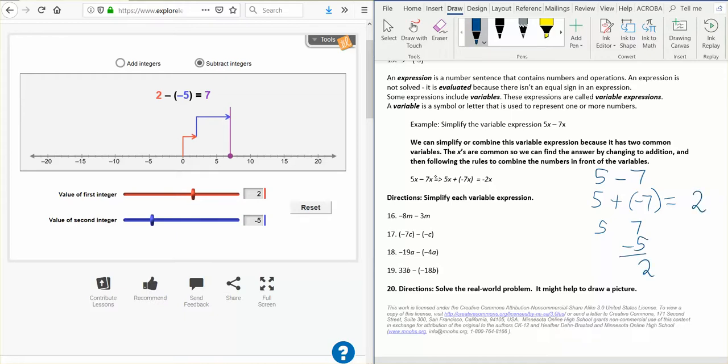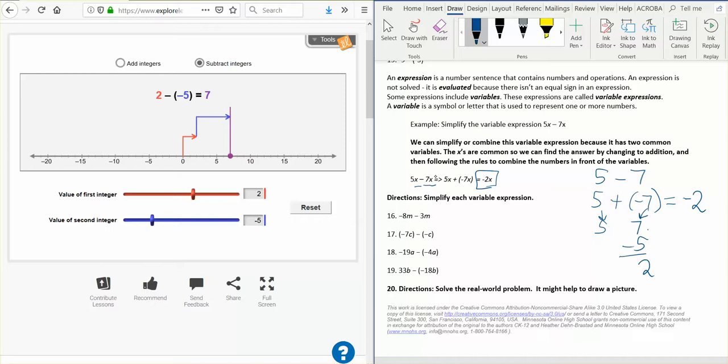Then for a sign, to know whether it's positive or negative, I look back at my original numbers. This one had an absolute value of 5. This one had an absolute value of 7. 7 is greater than 5, and that was a negative, so negative 2 would be the final answer for the number part. So when it's 5x minus 7x, then we would do that same process but with the x's, and we would end up with negative 2x for our solution.